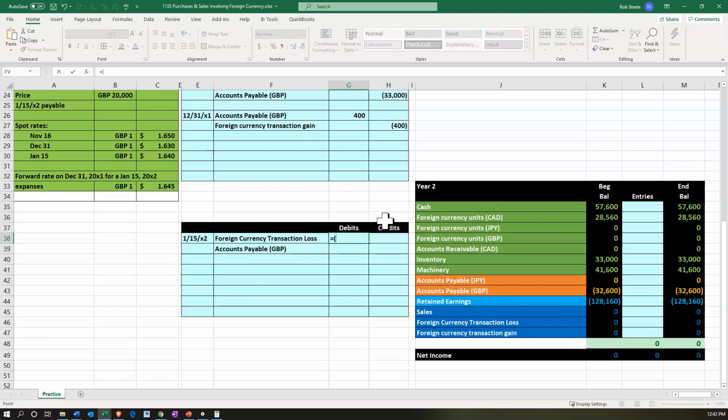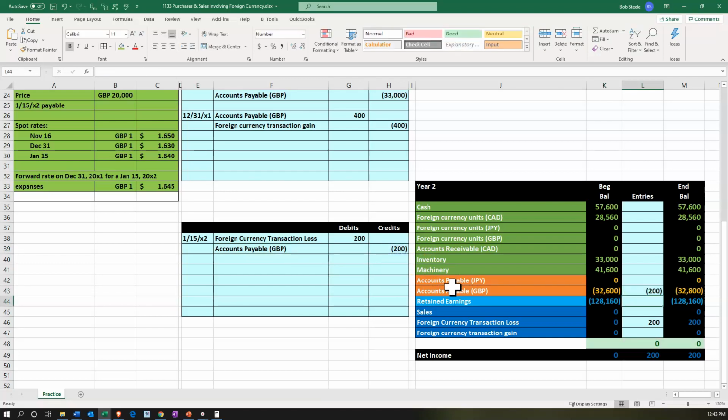I'm going to say this equals brackets. I'm going to take the larger of the two spot rates minus the other one, to put it on the debit side, because I want the debit to be positive, times the 20,000, and there's that $200 difference. There's the debit, there's the credit. Let's go ahead and post this out down below. We're going to say that this is equal to that debit of $200, and then we have the accounts payable down here, being equal to the $200 there.